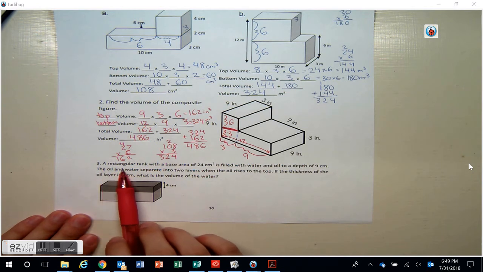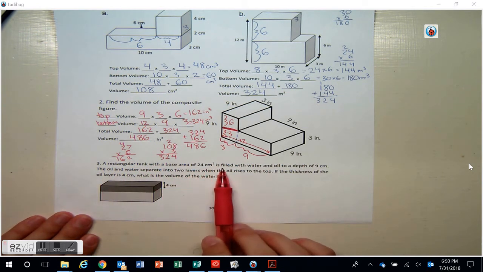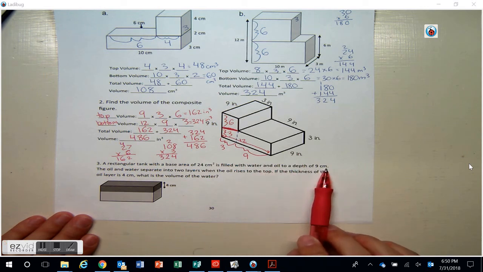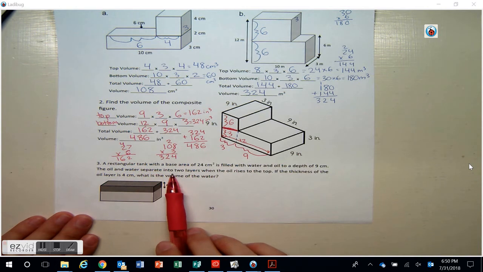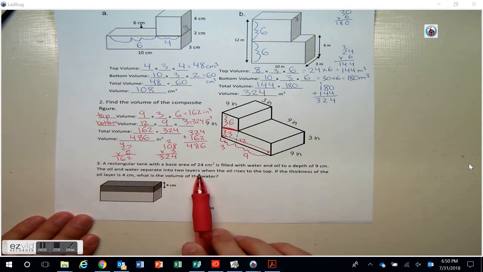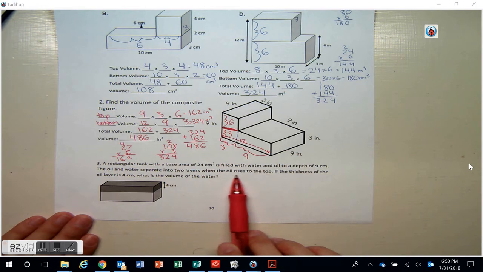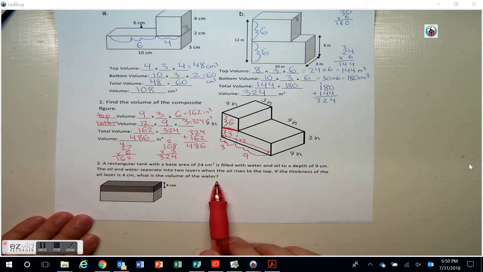Last problem for our problem set. A rectangular tank with a base area of 24 centimeters squared is filled with water and oil to a depth of 9 centimeters. The oil and water separate into 2 layers. When the oil rises to the top, if the thickness of the oil layer is 4 centimeters, what is the volume of the water?